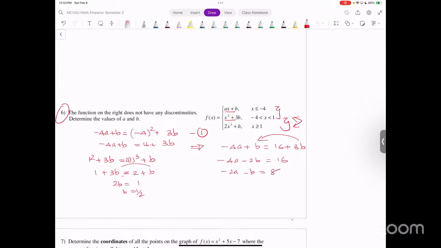Now, let's double check this math. 1 squared plus 3b is equal to 2 times 1 cubed plus b. 1 plus 3b is equal to 2 plus b. So 2b is equal to 1, b is 1/2. So -2a minus 1/2 is equal to 8, -2a is 8 plus 1/2.